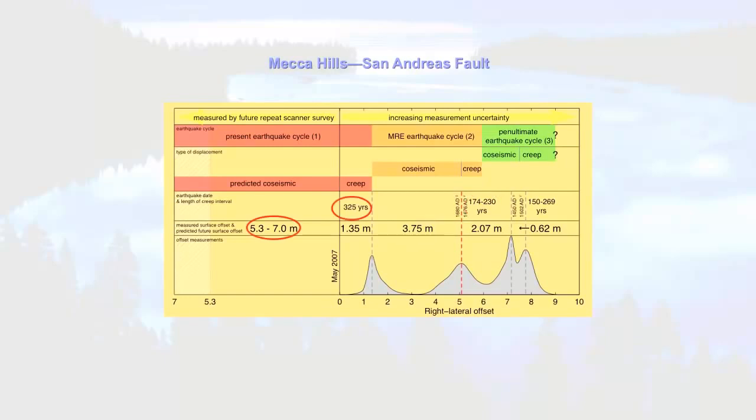It was 3.75 and 5.3 to 7. It's a lot bigger number. So if all the strain that's built up, and there's no guarantee of that, but it's going to be a lot bigger earthquake than the last one.